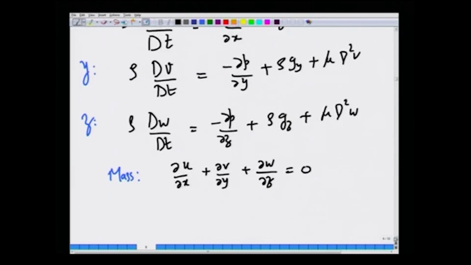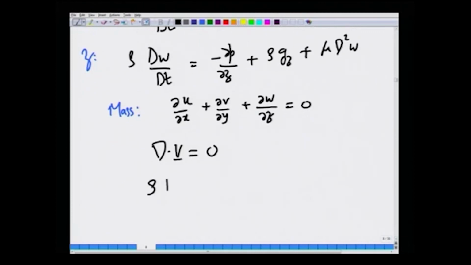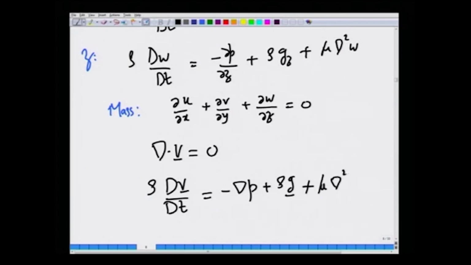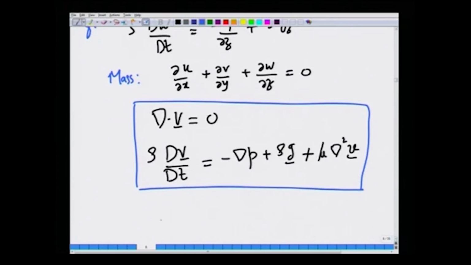Okay. Now, I can write this in a coordinate-free form, just as the mass conservation equation in coordinate-free form became del dot v equals 0. I can multiply these three components by their unit vectors and add them up, and I will get the following equation: rho dv dt is minus gradient of pressure plus rho g vector plus mu del squared velocity vector. These two equations are called the Navier-Stokes equation for an incompressible fluid.